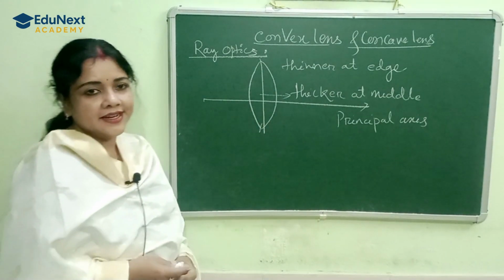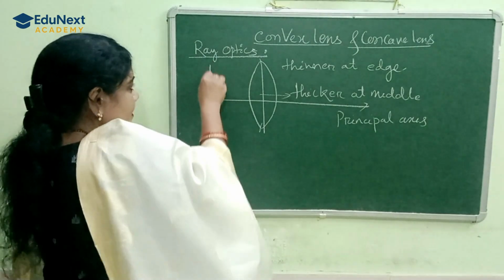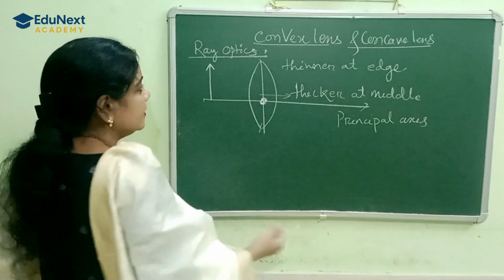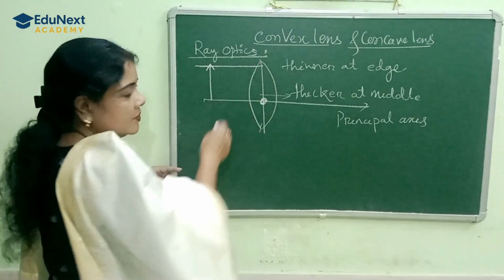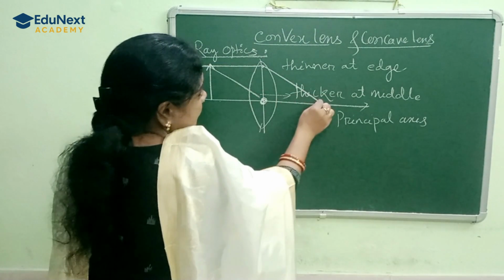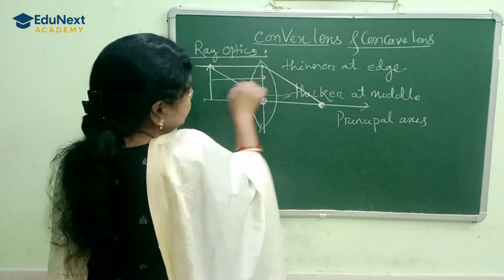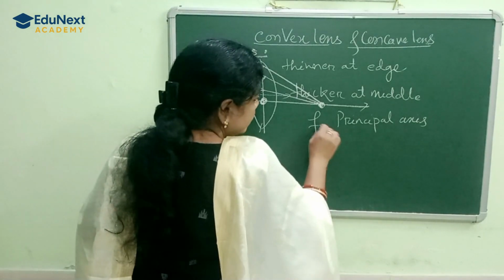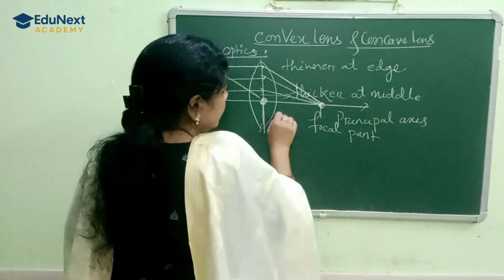Now if I draw a central line and let's say this is a principal axis. Now let us understand, if I put an object and the light passes through, like this is an object, this is the center. Whenever the light passes from the object to the lens, all the light rays will converge at a particular point. This is known as the focal point. Now from the center to this is known as the focal length.